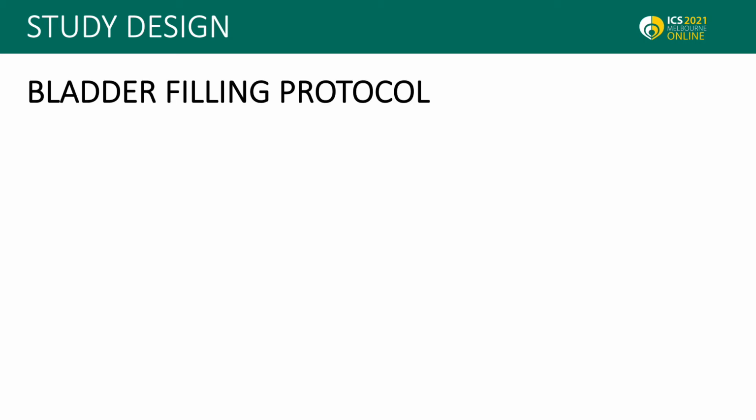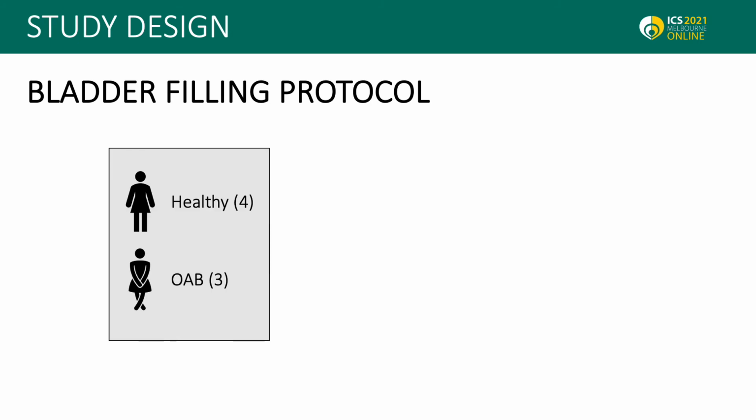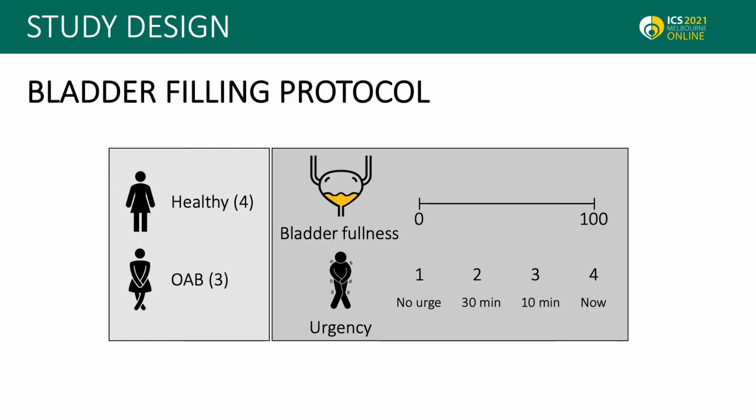During this study, we conducted a bladder filling protocol, for which we inserted a filling catheter transurethral, and the bladder was filled with a saline solution at 30 milliliters per minute using a syringe pump. We did this on 4 healthy females and 3 females with an overactive bladder. During the bladder filling protocol, we asked all participants to continuously report their bladder fullness sensation and urgency.